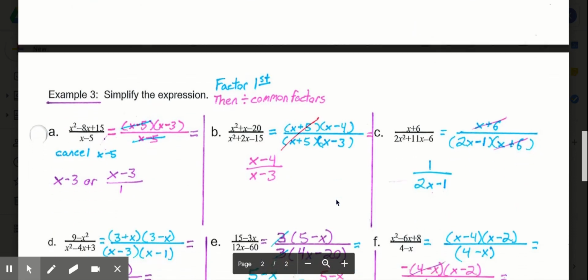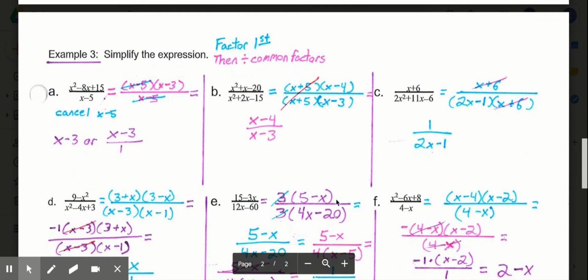And then in example 3, now we're looking at the more complex expressions where we need to factor first and then divide out common factors. So we're looking for parts that are shared on top and bottom.